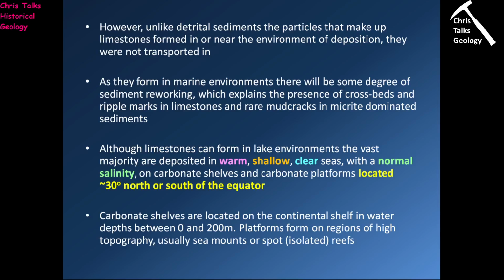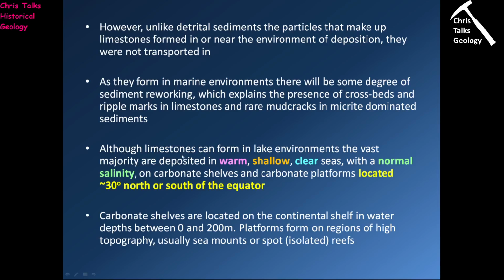So as carbonates form in marine environments, there will be some degree of sediment reworking, especially if there are these allochems present. And this means that you can get crossbeds in your limestones, you can get ripple marks, and in some cases, if your micrite gets exposed and is allowed to bake in the sun, you can also get mud cracks. So you can get the kind of textures you would see in a regular clastic sediment also appearing in carbonates, and we can interpret them in the same way, because it's the same basic processes that form them.